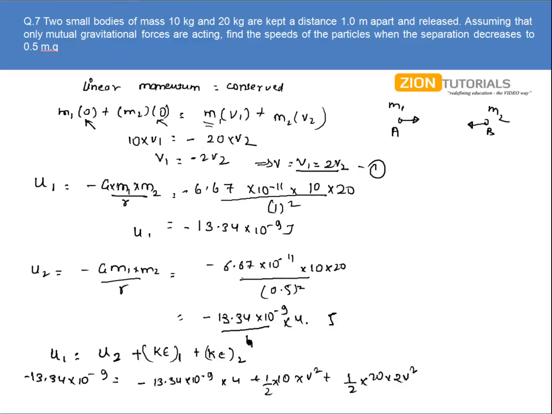Fine, let it be v. So I'll put the velocity of 10 kg as v, and I'll put the velocity of 20 kg as 2v. So on solving this equation I get the value of velocity as 2.1 into 10 to the power minus 5 meter per second. So this is the velocity v1, and the velocity v2, that is of 20 kg, will be 2 times of it, so it will be 4.2 into 10 to the power minus 5 meter per second. That is our answer.